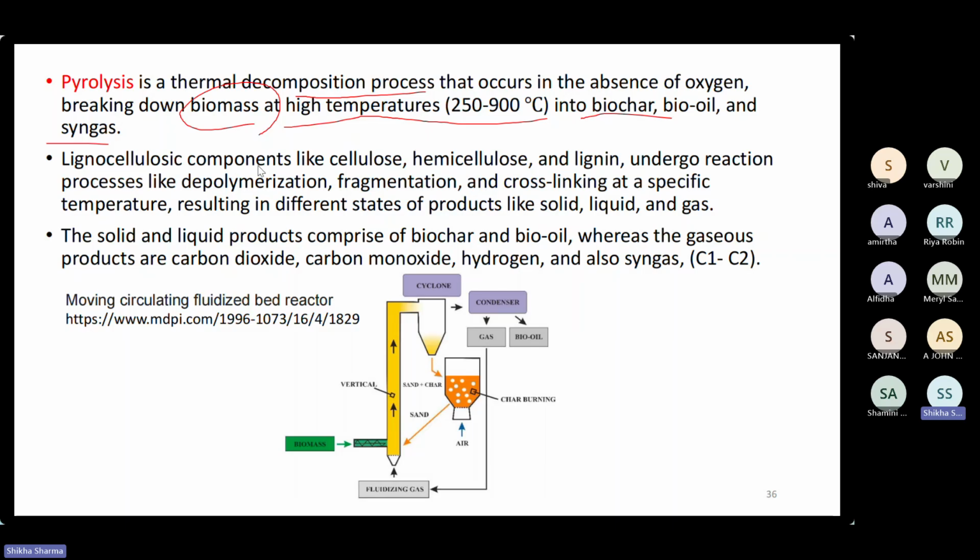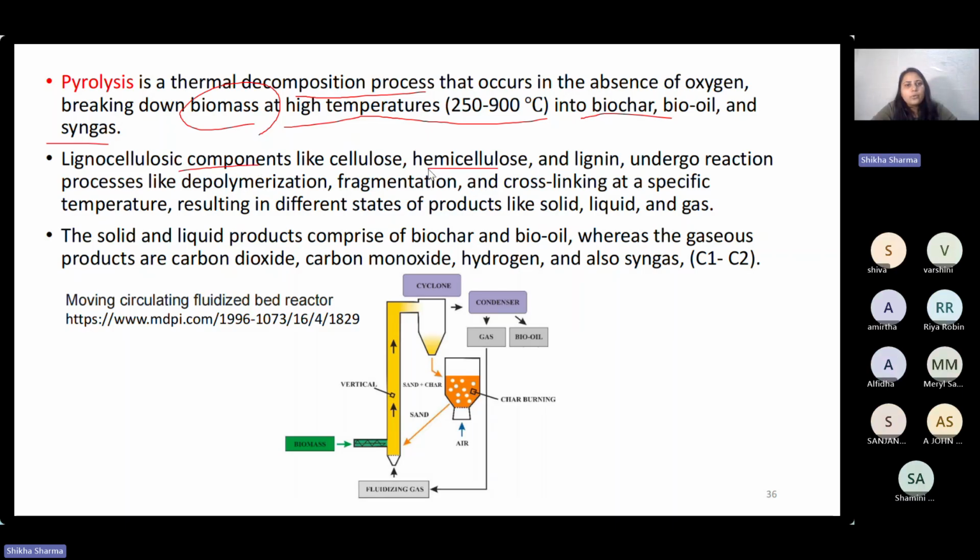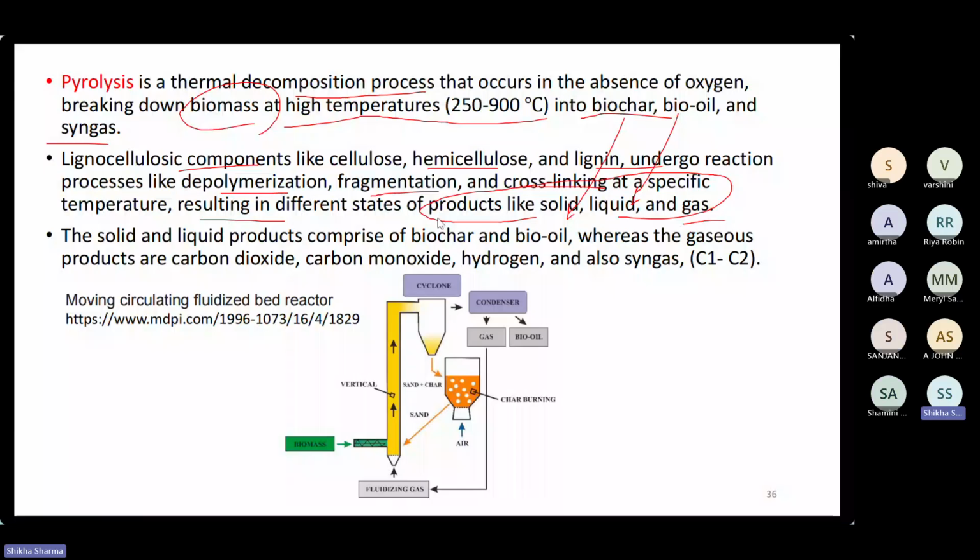So the lignocellulosic components like cellulose, hemicellulose, and lignin undergo reaction processes like depolymerization, fragmentation, and cross-linking at this specified high temperature, resulting in different products. The solid is biochar, the liquid is bio oil, and the gas is syngas. So fractions of all these lignocellulosic compounds will be broken down, and biochar, bio oil, and syngas can be obtained.